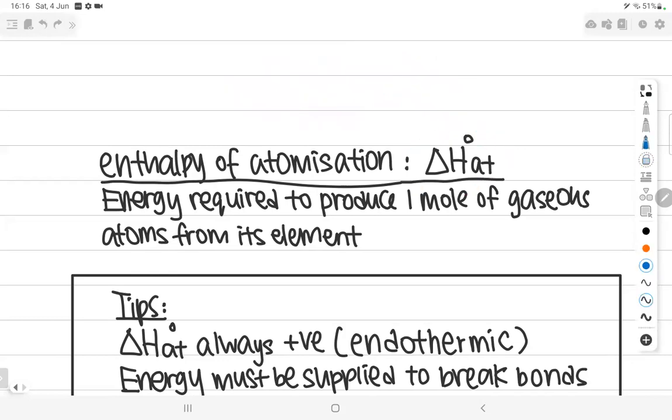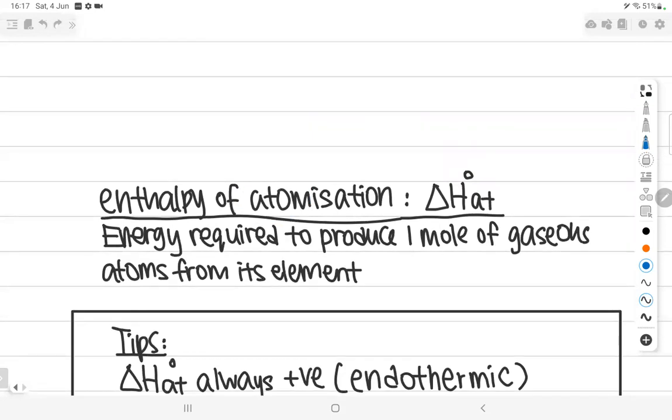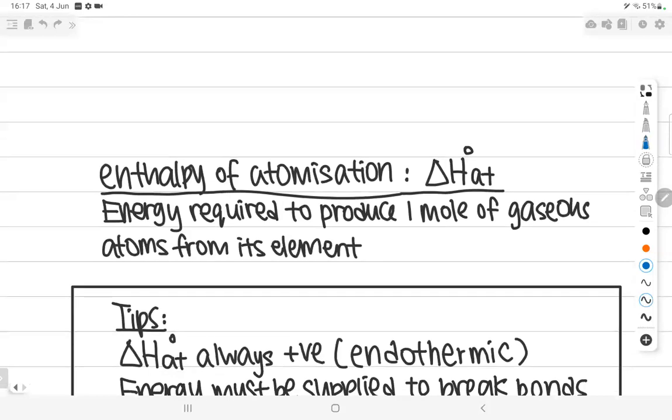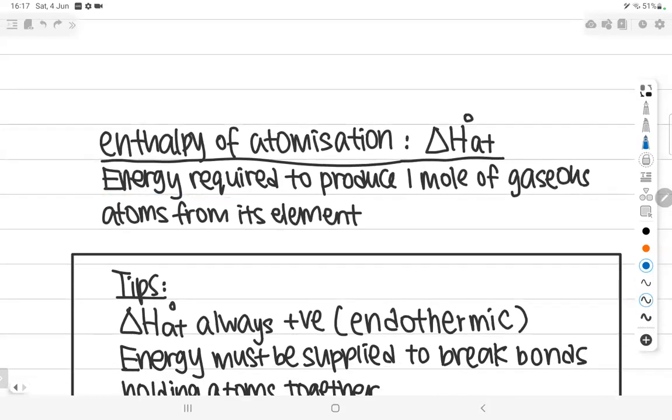Now let's look at the definition. What is the definition for enthalpy of atomization? They love to ask you the definition, so make sure you know it. The keyword is very simple: atom. You want to make something become atom. So enthalpy of atomization is defined as the energy required to produce 1 mole of gaseous atoms from its element. Element means raw material. You change the raw material to become gas atoms, and the energy needed for this process is called enthalpy of atomization. The keyword is 1 mole of gas atoms.